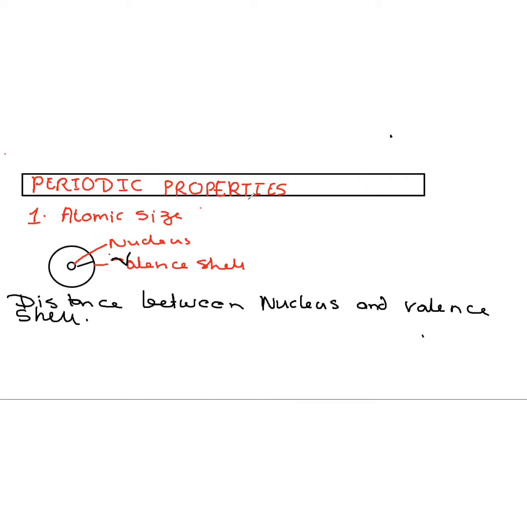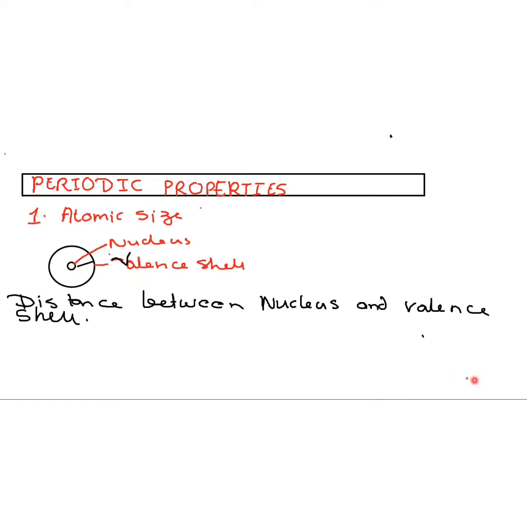So the first periodic property we are discussing is atomic size. Now when we say atomic size, it means the distance between the nucleus, suppose this is an atom, and in the center of an atom the nucleus is present. So the distance between the nucleus and the outermost shell electron is known as atomic size. Outermost shell is also known as valence shell. So basically the distance between the nucleus and the outermost shell is known as atomic size.